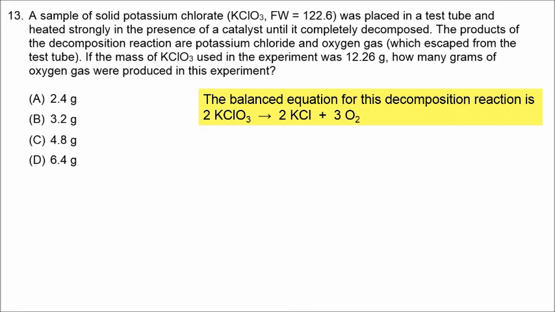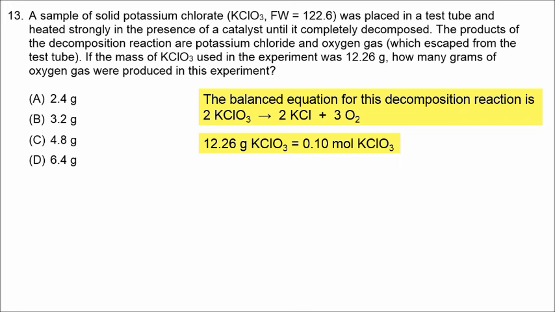The number 12.26 grams is a nice simple factor of 122.6, so we have 0.1 moles of potassium chlorate. This will produce 0.1 moles of potassium chloride. But the question is asking about oxygen, how many grams of oxygen. First, we have to convert moles of potassium chlorate into moles of oxygen. And that is not a 1-to-1 ratio. It's actually a 3-to-2 ratio.